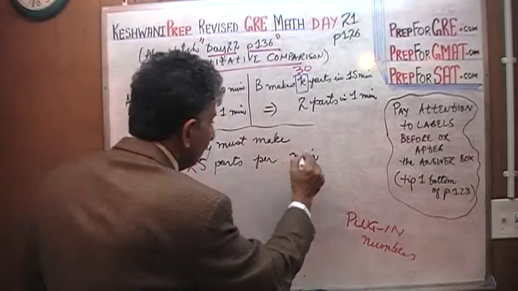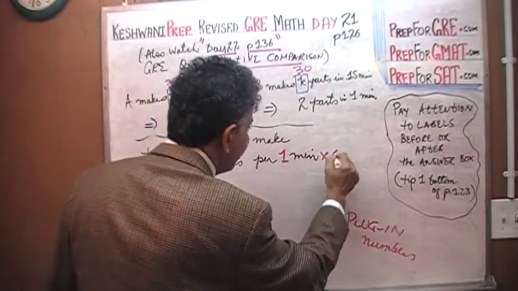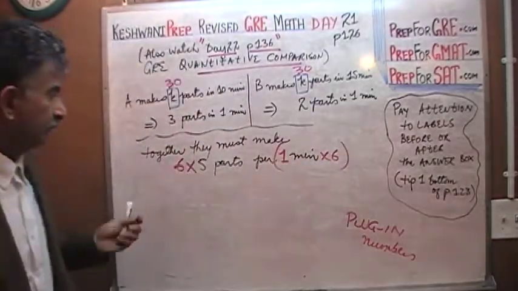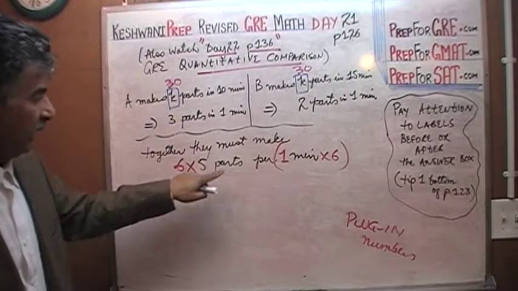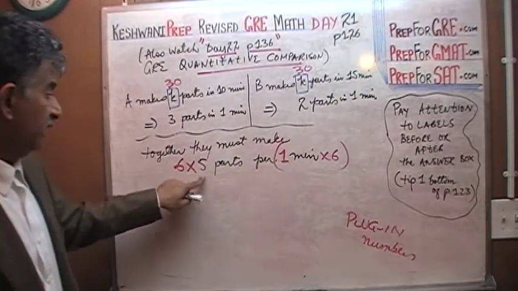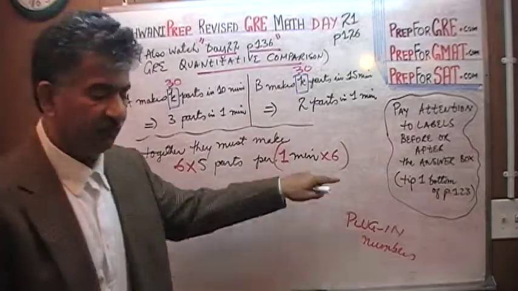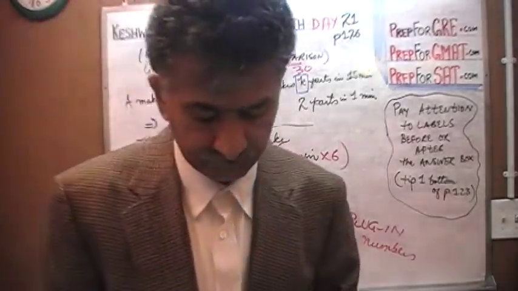So it must be, this is 1 minute, it must be 6 times the amount. Voila, that's it. We are done. 5 parts in 1 minute, therefore 30, which is 6 times the amount, must take 6 minutes. That's it, we are done. The answer is 6 minutes.